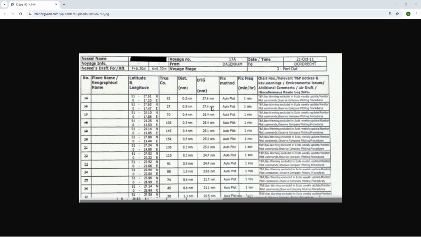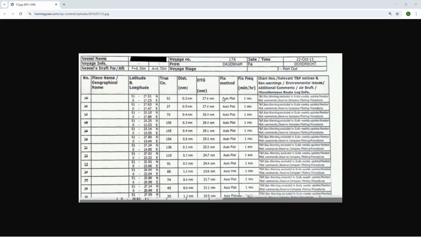Can you see that the distance to go is reducing, right? So this is the total distance to go from waypoint 15 to whatever the end waypoint, right? Then what is the fix method? Fix method means how you are going to find your position, right? And I have no idea why they have mentioned here auto plot.